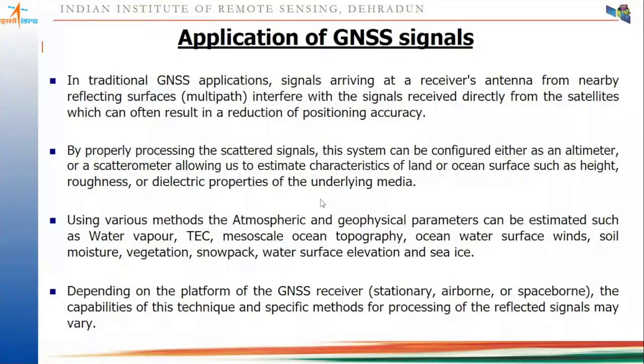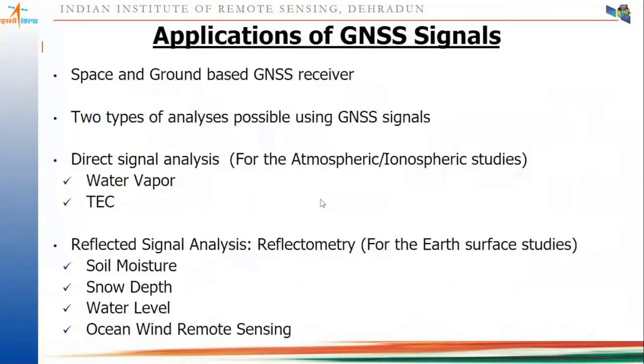So we talk about the ionosphere and the troposphere in the context of space and ground-based GNSS receivers. There may be two types of receivers. One we are putting into space, in the sense that we are fixing a receiver onto a satellite. And that satellite will receive the signals continuously.